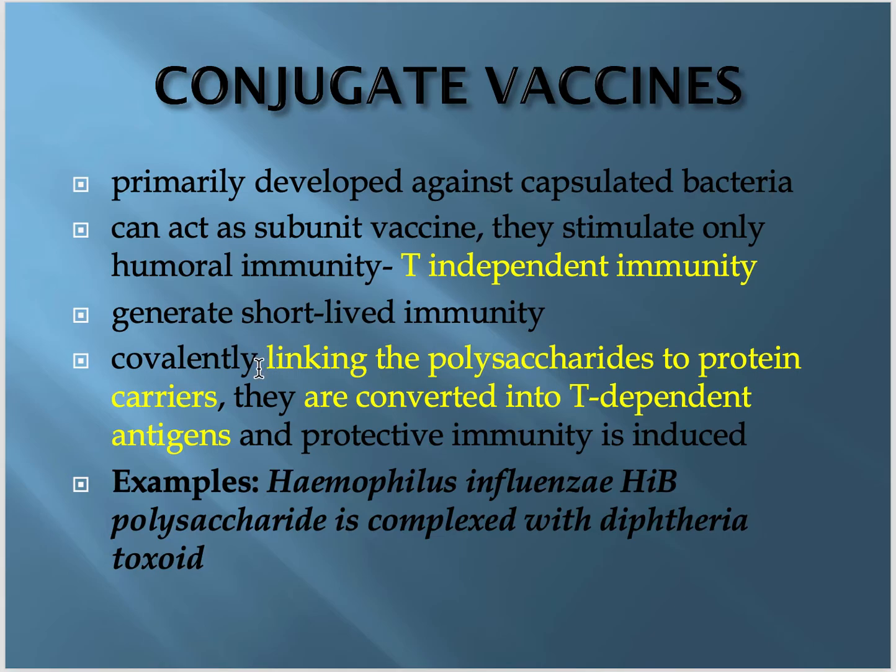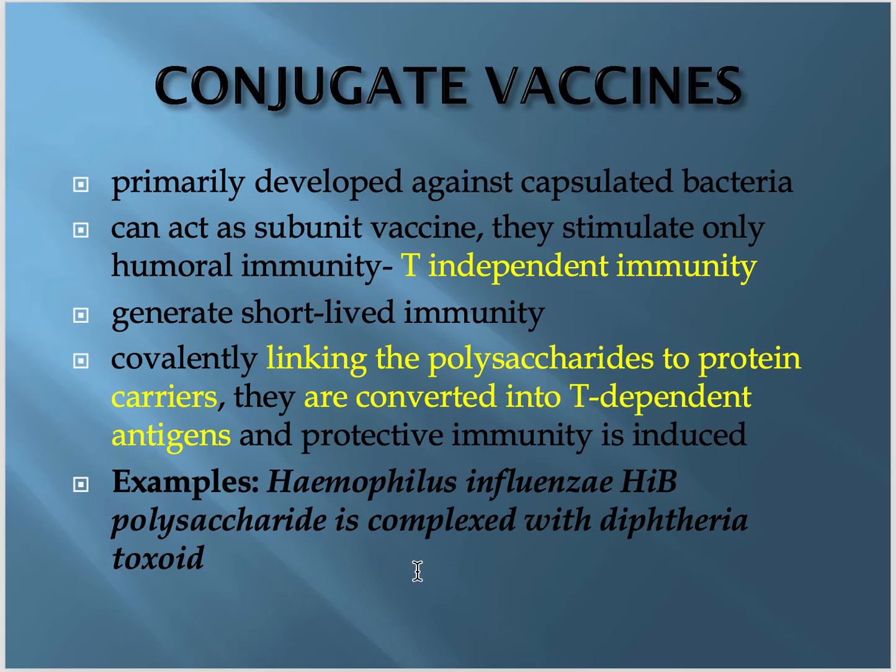Okay, so this will act as an adjuvant. We can add a protein to the polysaccharide vaccine. Okay, and then the T independent immunity induced by those polysaccharide vaccines will be converted into T dependent antigens. Okay, and thus protective immunity is induced. An example of such a vaccine is the Haemophilus influenzae b vaccine. Okay, so it's a polysaccharide vaccine.